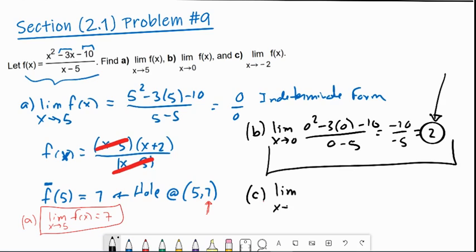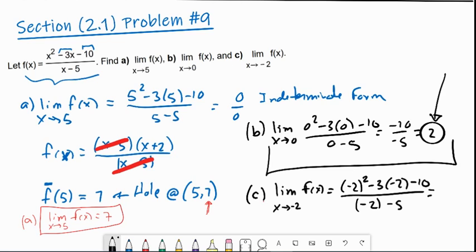The limit as x approaches negative 2 for f of x. We're going to use direct substitution and get negative 2 squared minus 3 times negative 2 minus 10 all over negative 2 minus 5. And if we simplify this, we get 4 plus 6 is 10, minus 10 is 0 over negative 7. As long as the denominator is not 0, the answer is good, and 0 over any number is 0, so the limit equals 0.